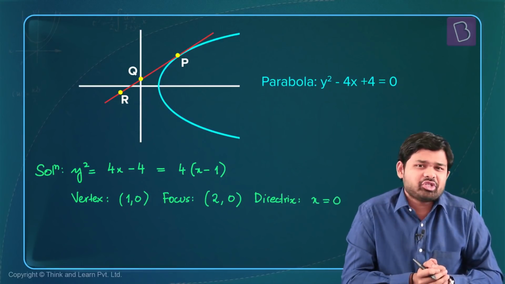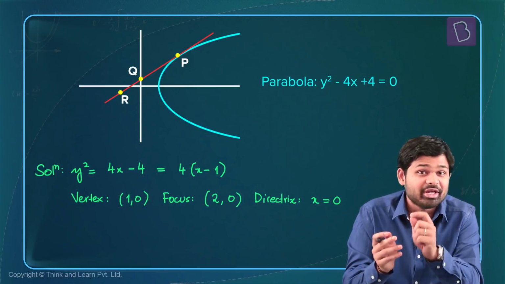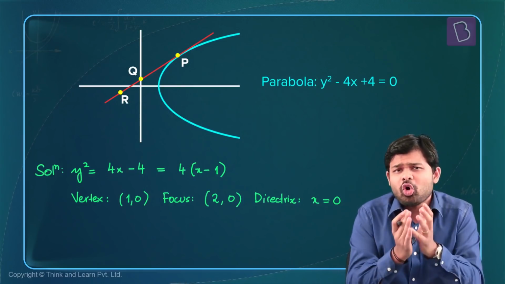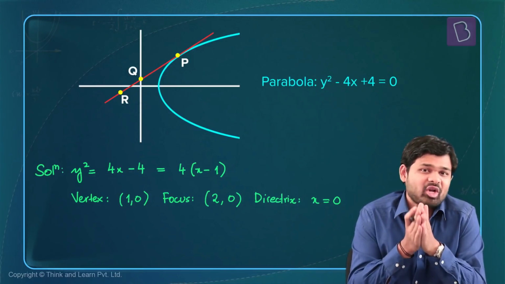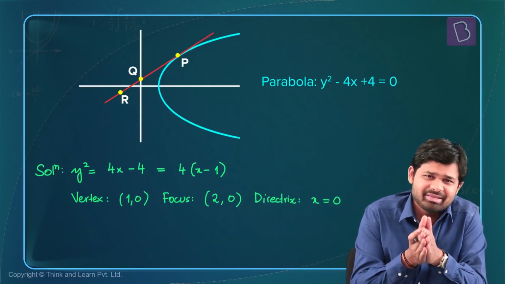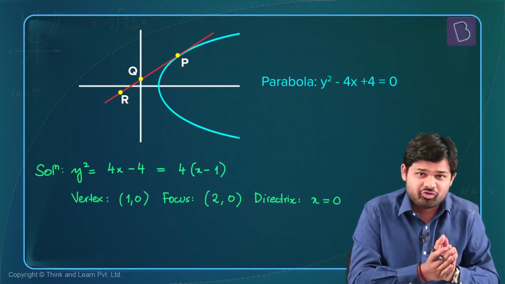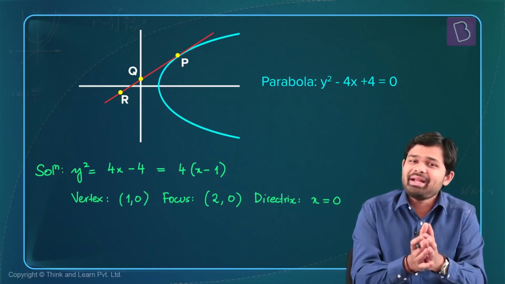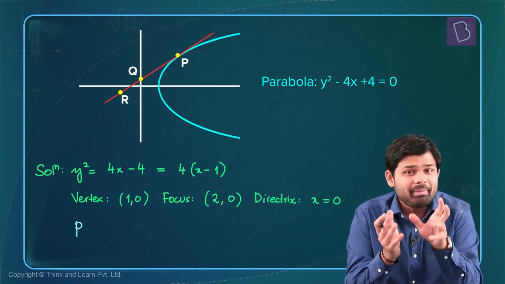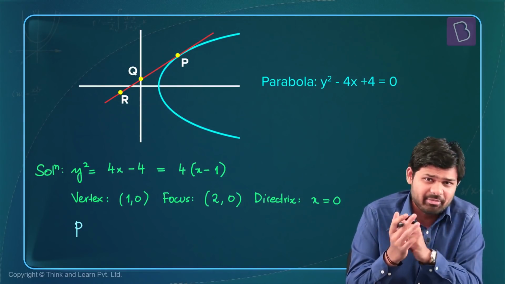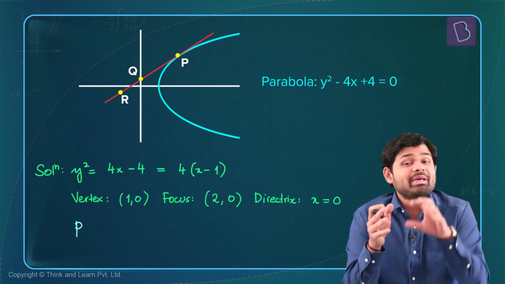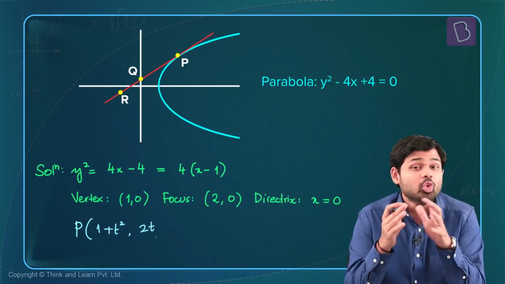Now the equation of the directrix is important for us in this question because we've been told that the tangent cuts the directrix at some point. So whenever we have a parabola question, it is always advisable to solve the question in its parametric form, because that makes the question really easy. So I'm going to consider the parameters of point P. Let's say that t is the parameter at point P, then the parametric form of the parabola for point P will be 1 plus t square, 2t.